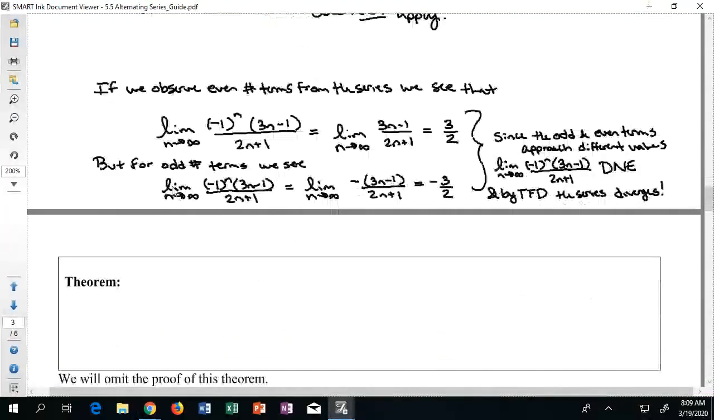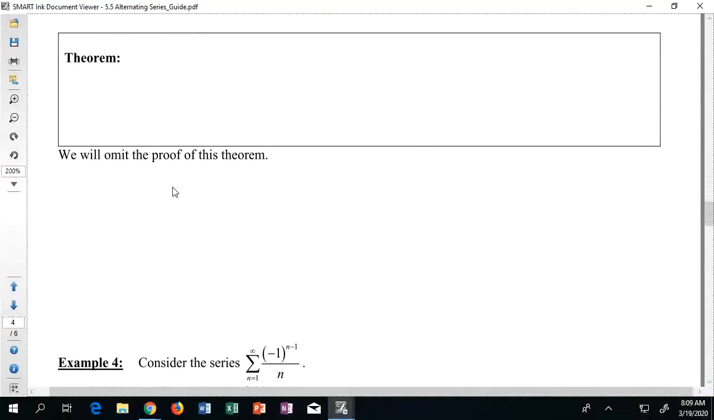All right, so on the next page here, we're going to take a look at another theorem that's going to help us understand something very special and unique about alternating series. And here's actually what it says. Okay? It says, let's suppose that I have an alternating series.